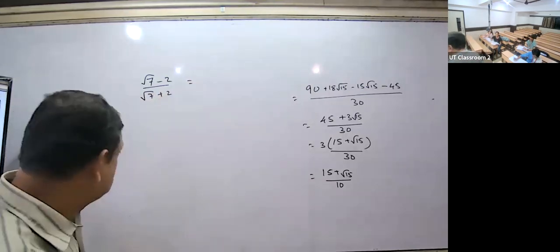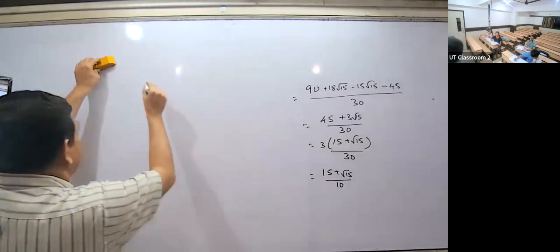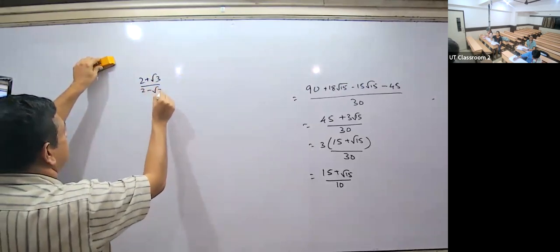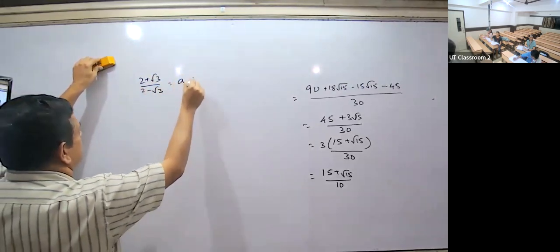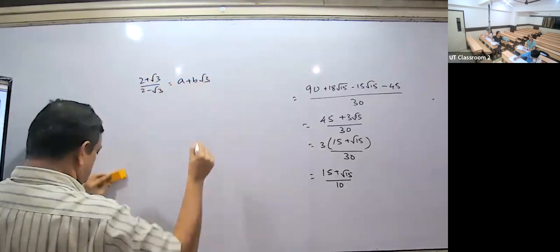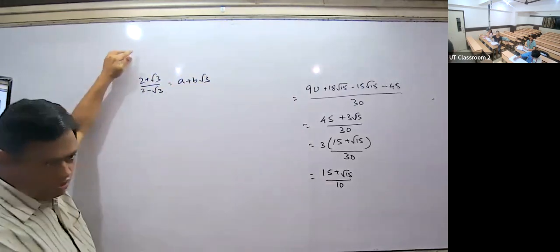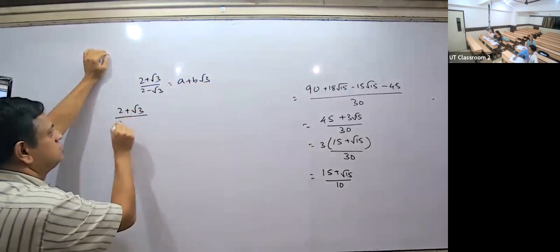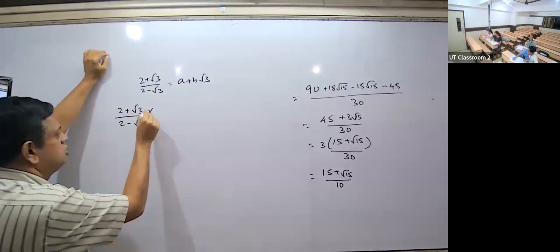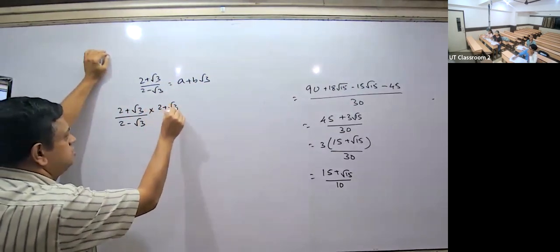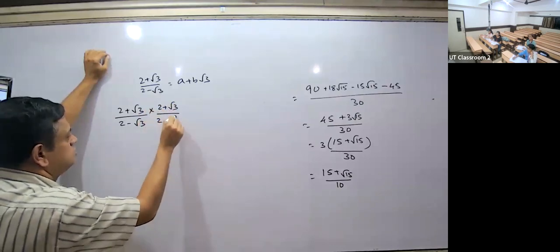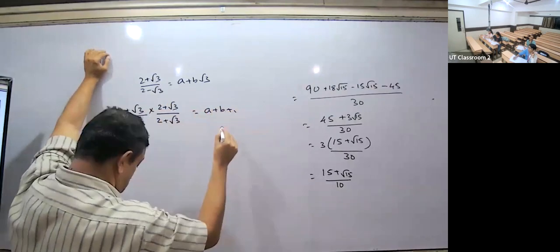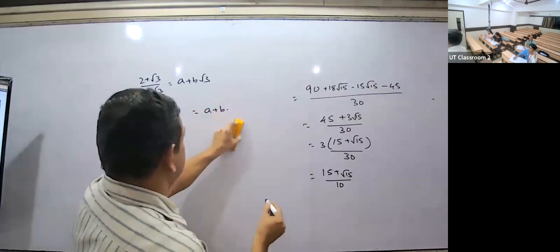2 plus root 3 upon 2 minus root 3 is equal to A plus B root 3. So what you have to do means first you have to rationalize the denominator. Multiply by 2 plus root 3, the 2 plus root 3 and 2 plus root 3, which is same as A plus B root 3.